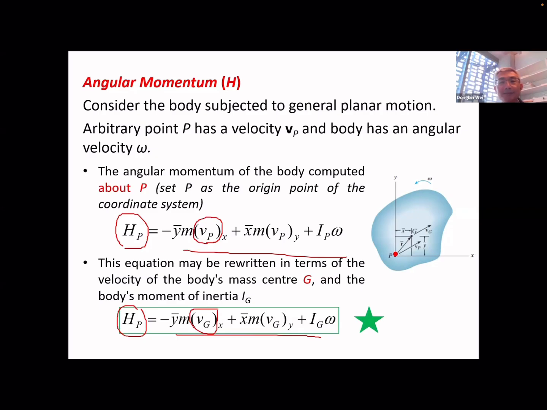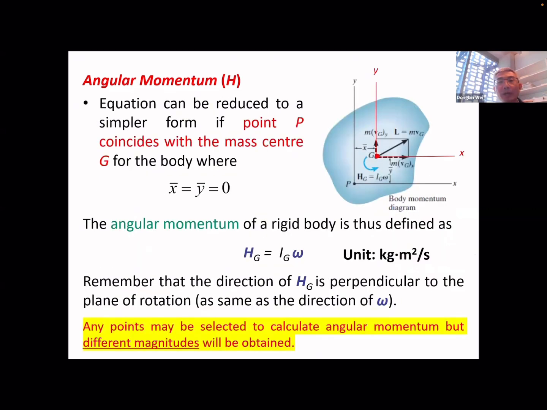Now, this is the general expression of calculating angular momentum of a rigid body. It looks complex. And actually, we can do simplification. So how to do this? What we can do is we move point P to point G.